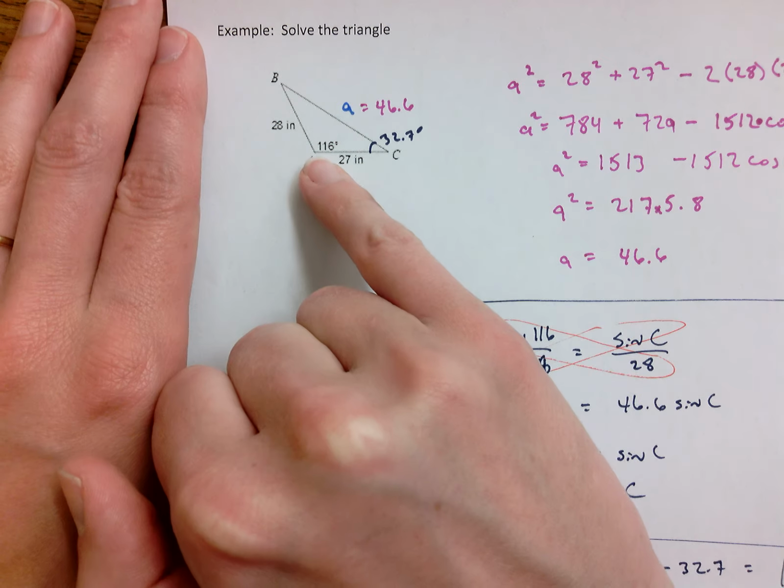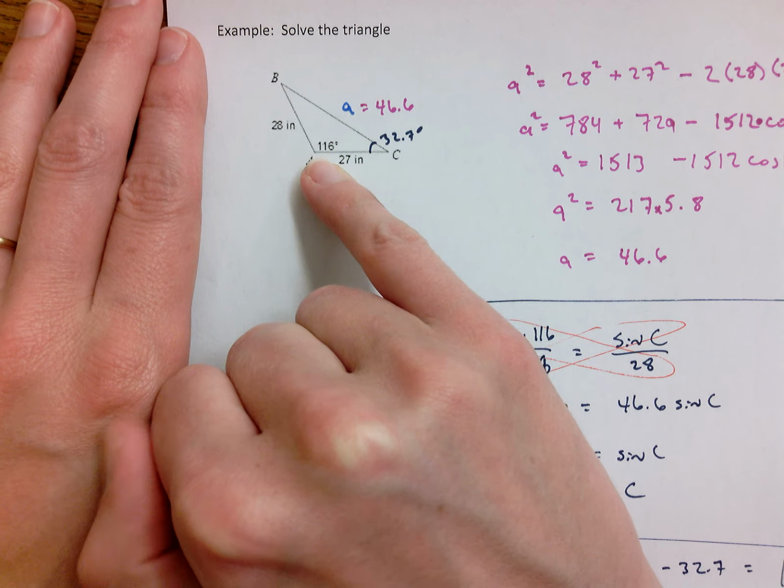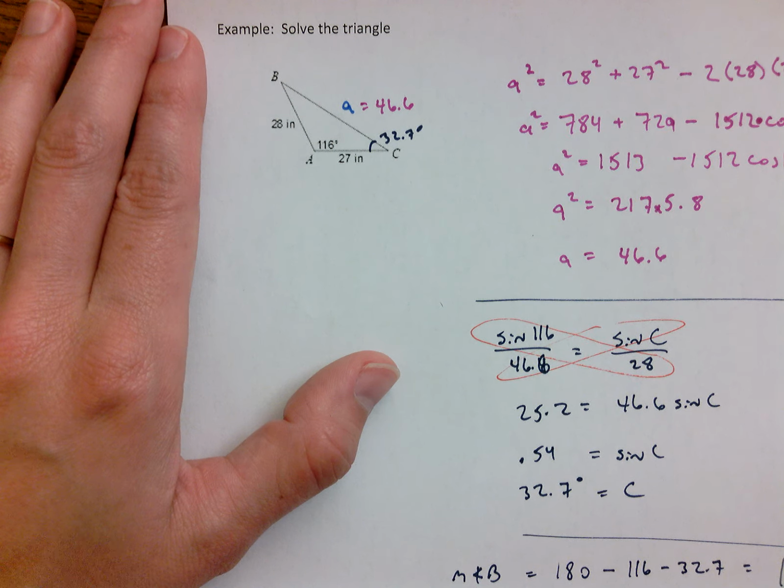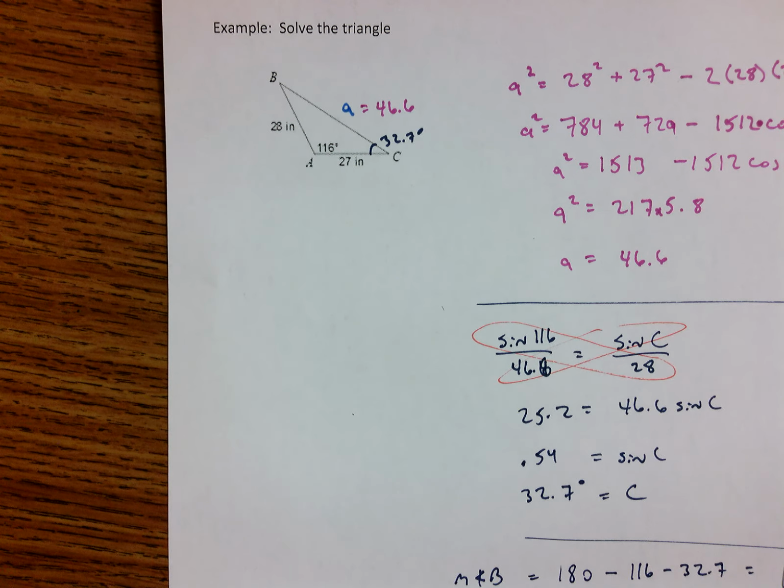So you need to make sure that you're aware of that when you're using the law of cosines. Like in this case, trying to figure out this 116 angle, that's an obtuse angle. So using the law of cosines to figure out the measure of that angle wouldn't have gone well for us. So just be aware of that as you look at these.